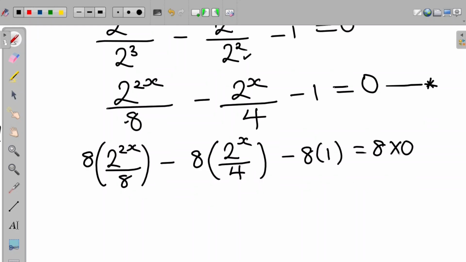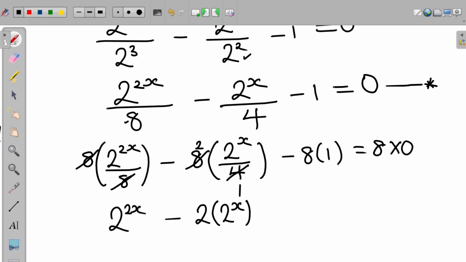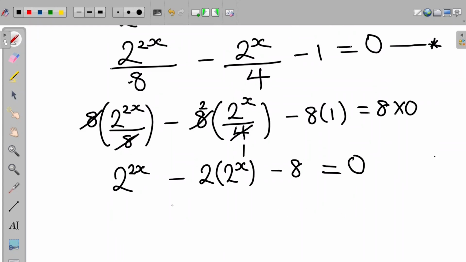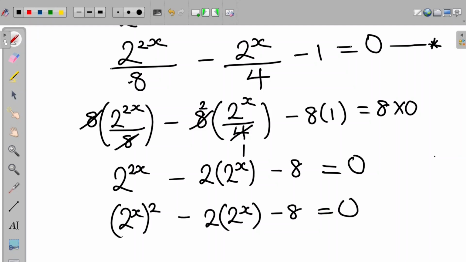So on that note, we can cancel out terms that can be cancelled out. 8 cancels out 8, we'll be left with 2 to the power of 2x, minus... 8 divided by 4 is 2. So we have 2 multiplied by 2 to the power of x, minus 8 equal to 0. At this point, the equation can be expressed as 2 to the power of x all to the power of 2, minus 2 multiplied by 2 to the power of x, minus 8 equal to 0.